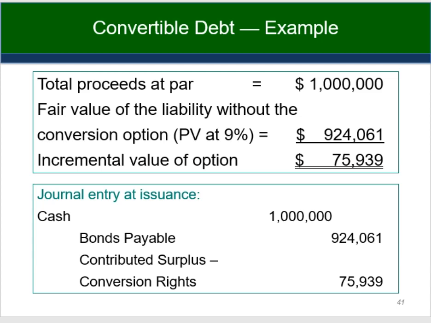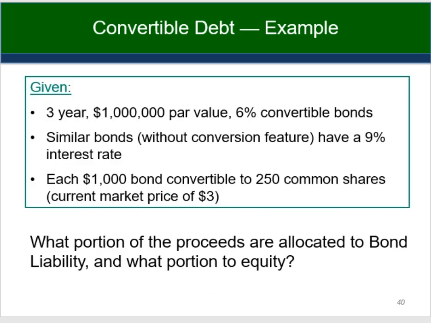which presumably, if we pull out the financial calculator, which I'm sure you all have, and it's a $1 million par value, so put $1 million into the future value, and they're 6% coupons, so 6% times $1 million would be $60,000.